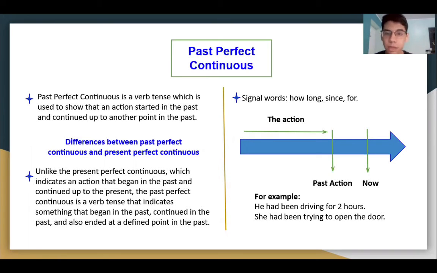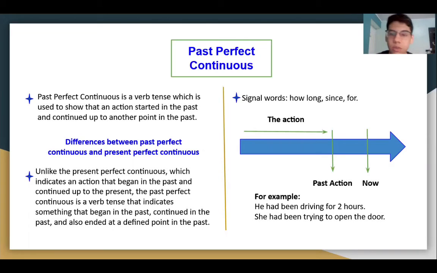Past perfect and past perfect continuous are so different. Each tense has different purposes and uses. Unlike the present perfect continuous, which indicates an action that began in the past and continues up to the present, the past perfect continuous is a verb tense that indicates something that began in the past, continued in the past, and also ended at a defined point in the past.